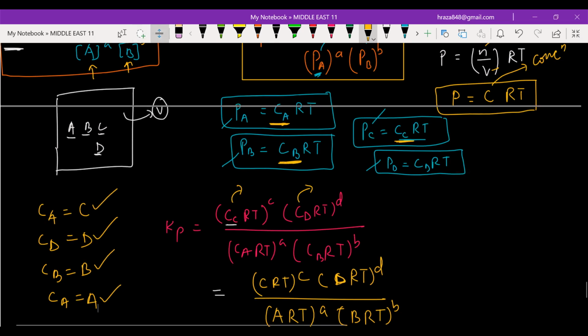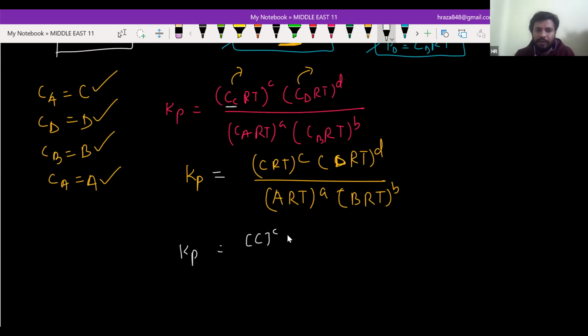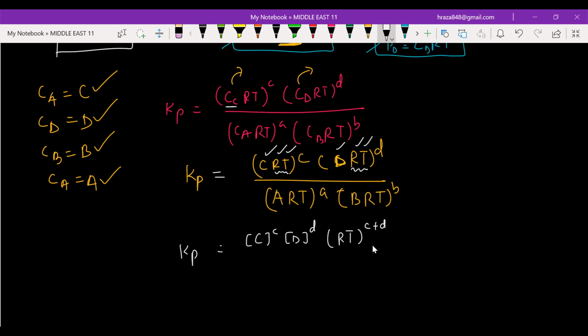Now see, what I'm going to do is Kp is this. Now Kp is, can I write it like this, [C] raised to the power c, [D] raised to the power d, times (RT) raised to the power c plus d. It's maths: [C] raised to the power c, R raised to the power c, T raised to the power c, and [D] raised to the power d, R raised to the power d, T raised to the power d. So you can see RT is the same, so I just took it as common. Is it okay to write it directly, or should I explain it in one or two more steps? Saif, are you comfortable?